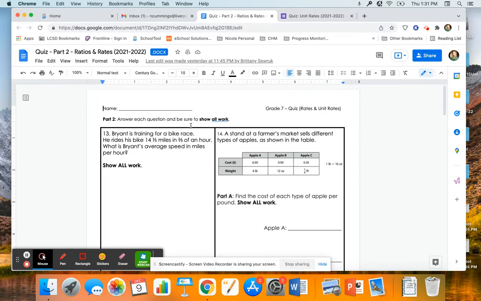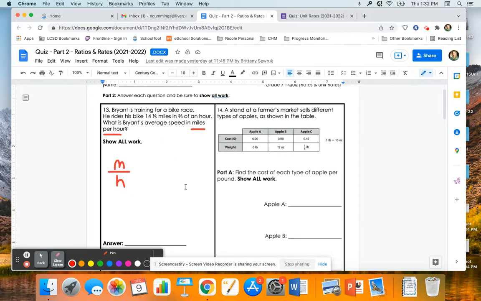It says answer each question and be sure to show all work. Number 13, Bryant is training for a bike race. He rides his bike 14 1/5 miles in 2/3 of an hour. What is Bryant's average speed in miles per hour? Miles per hour. Set up the ratio. This is the work she needs. Then she wants you to plug in the numbers where they go. Then she wants you to put them in your calculator.